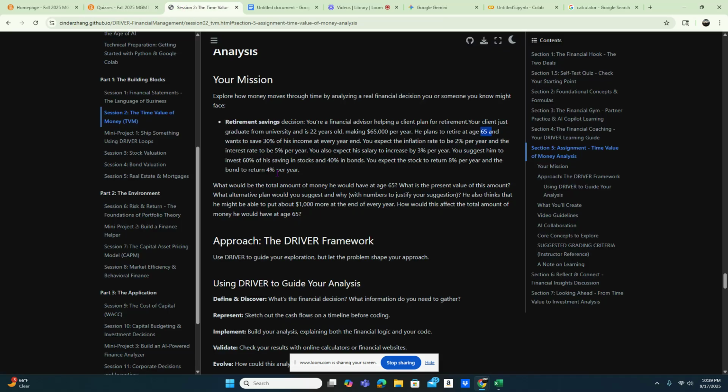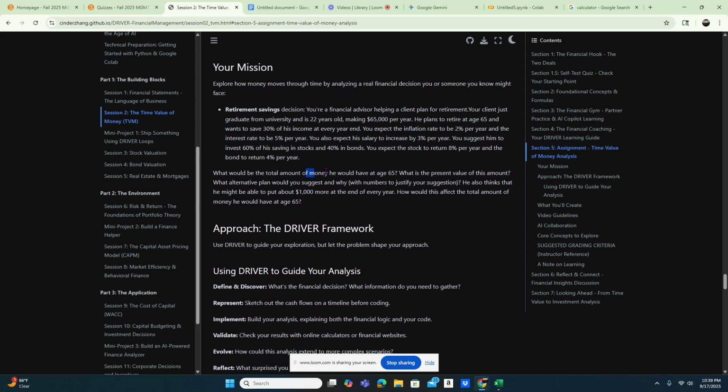But there's more to the question. He wants to save 30% of income, expects the inflation rate to be 2% and the interest rate to be 5% per year. You also expect his salary to increase by 3%, so his salary will be going up 3% every single year. You suggest he invest 60% in stocks and 40% in bonds. Stocks give an 8% return, and bonds give a 4% return.